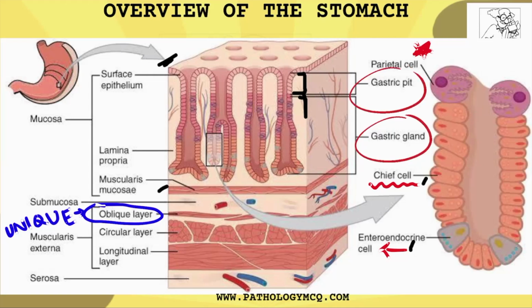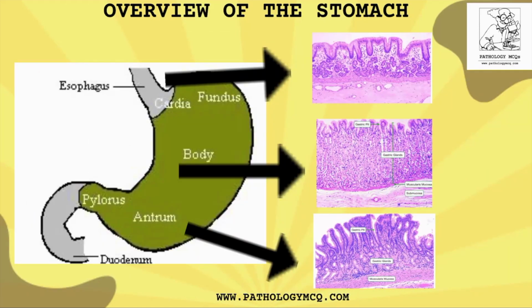The muscularis externa is composed of 3 layers instead of 2, which are usually present in the rest of the gastrointestinal tract. An additional oblique layer is present in the stomach. Serosa is also present in the stomach as an outermost covering. Parts of the stomach have unique histology. We'll discuss one by one.